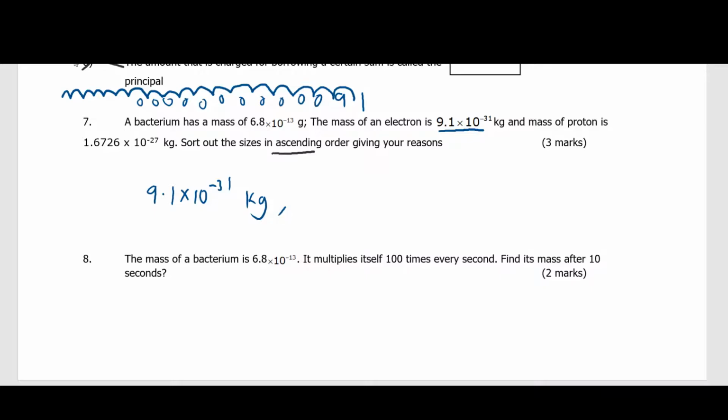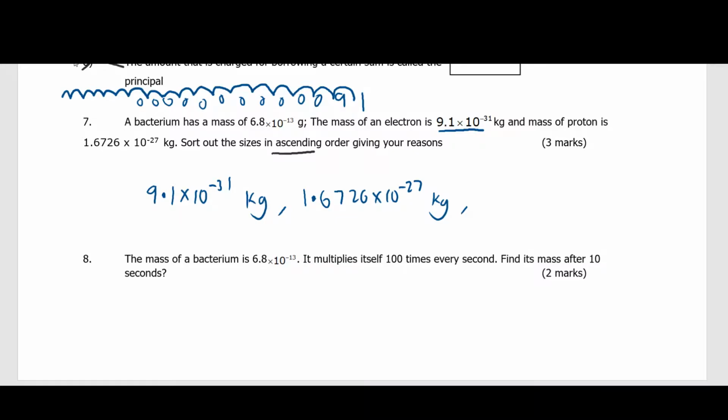Then we've got 1.6726 times 10 to the negative 27 kilograms. For this number, the decimal point only goes back 27 spots, while for this number here, it goes back 31. So it's the smaller one.